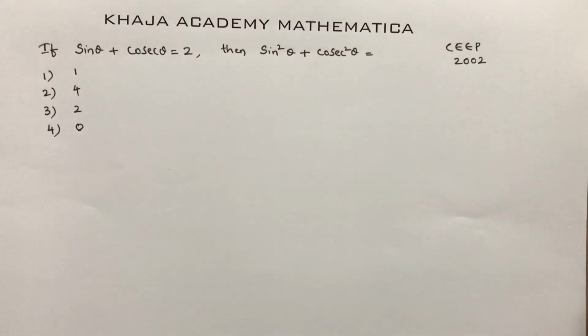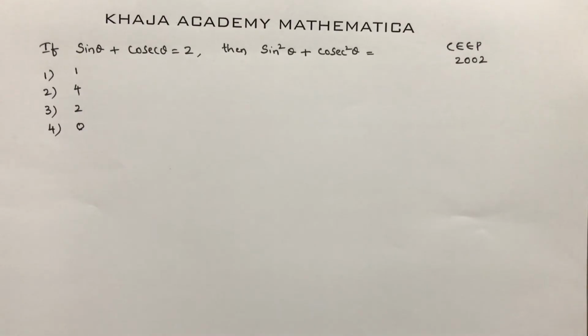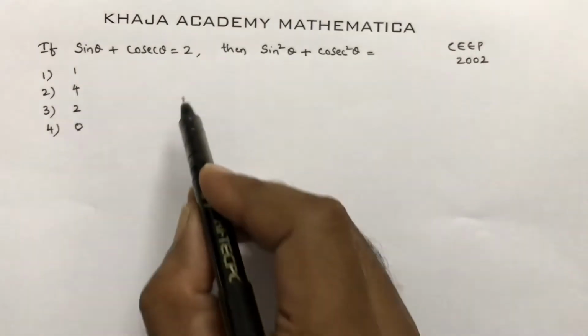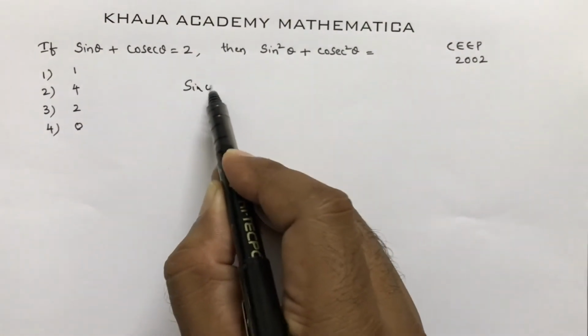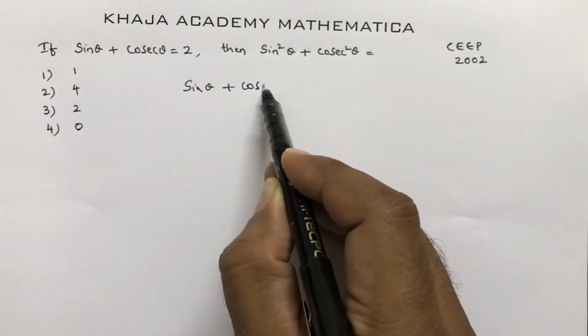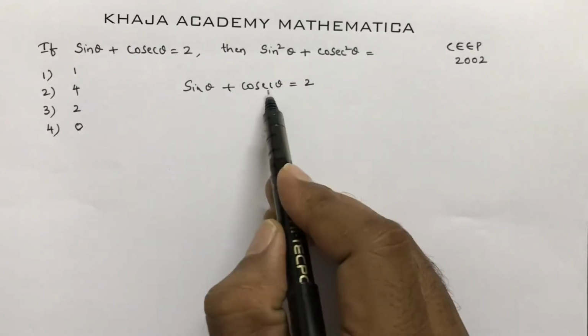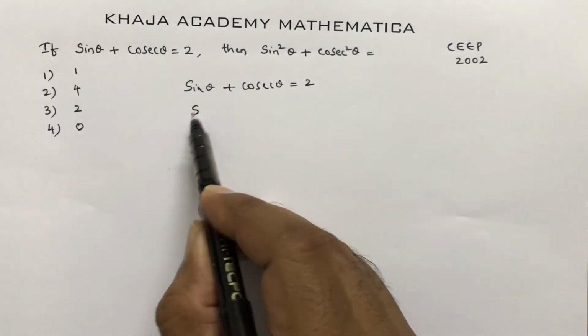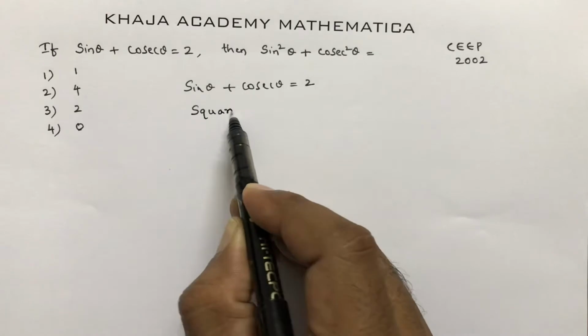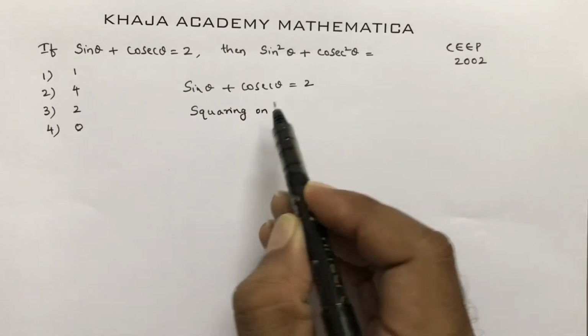If sine theta plus cosec theta equals 2, then find sine square plus cosec square. They gave the same kind of condition here: sine theta plus cosec theta equals 2. We need sine square and cosec square, so we'll do squaring on both sides.